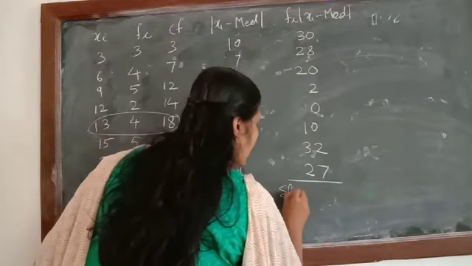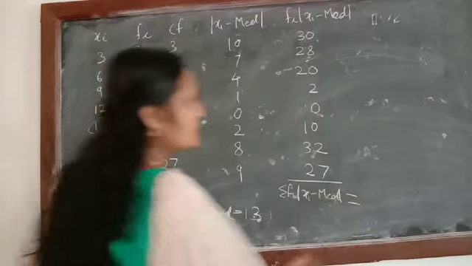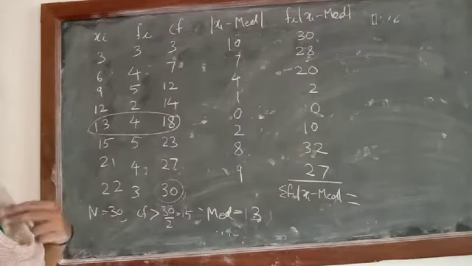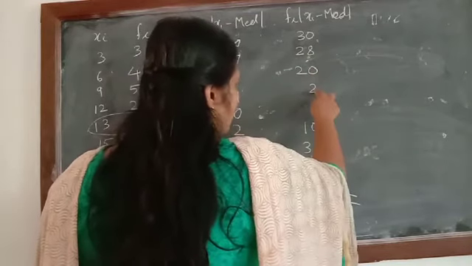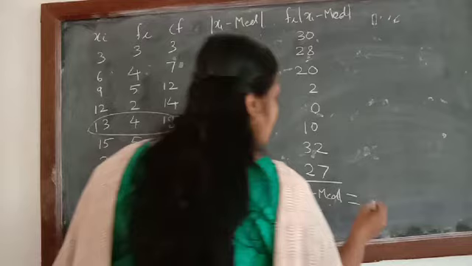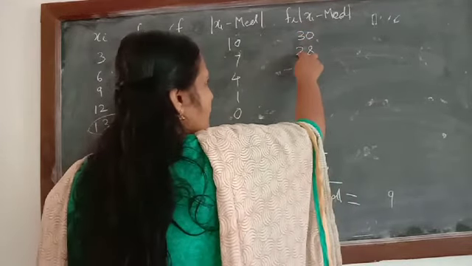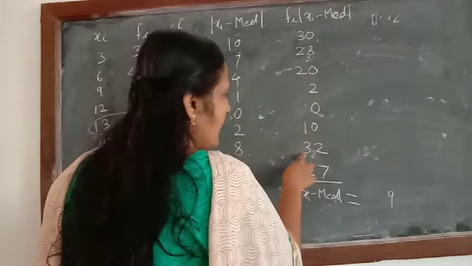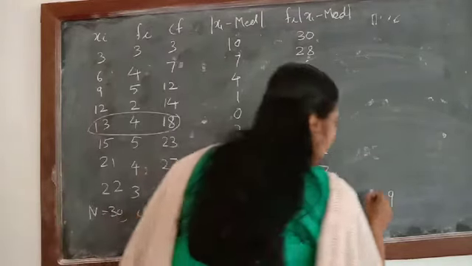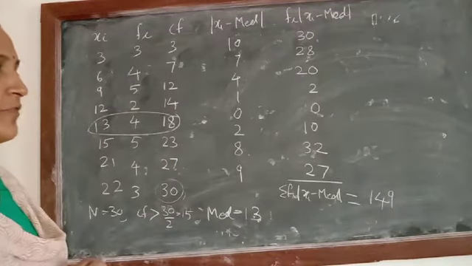Now we need sigma fi into modulus of xi minus median, which is the addition. Let's check the addition. 8 plus 2, 10. 10 plus 2, 12. 12 plus 7, 19. Carry over 1. 3 plus 1, 4. 4 plus 2, 6. 6 plus 2, 8. 8 plus 1, 9. 9 plus 3, 12. 12 plus 2, 14. So we got the sum equal to 149.